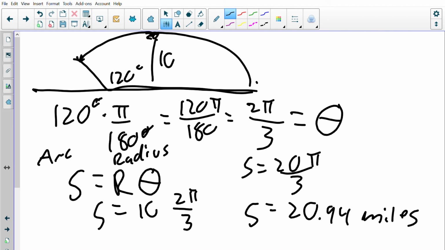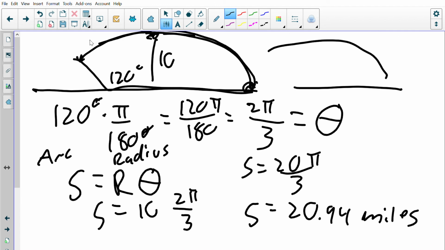So what does that mean? If we were to take that curve and pull it straight and ask, how far did the sun move from down here all the way to over here? The sun moved 20.94 miles.